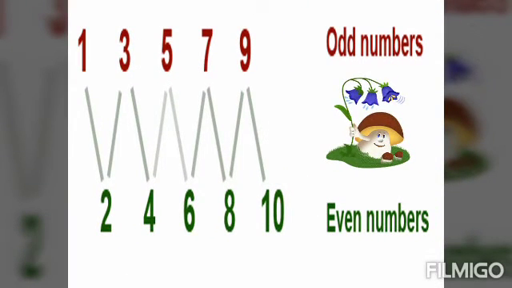Okay, take a look at this slide, class. We have here another example of odd numbers and even numbers. So again, these 1, 3, 5, 7, 9 are odd numbers, and all these in green color, 2, 4, 6, 8, and 10, are all even numbers.